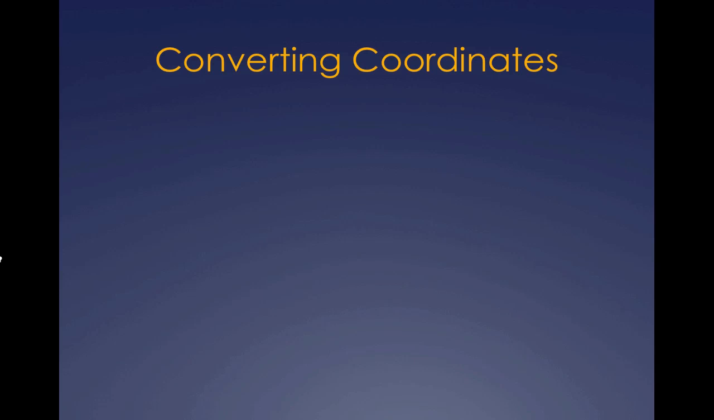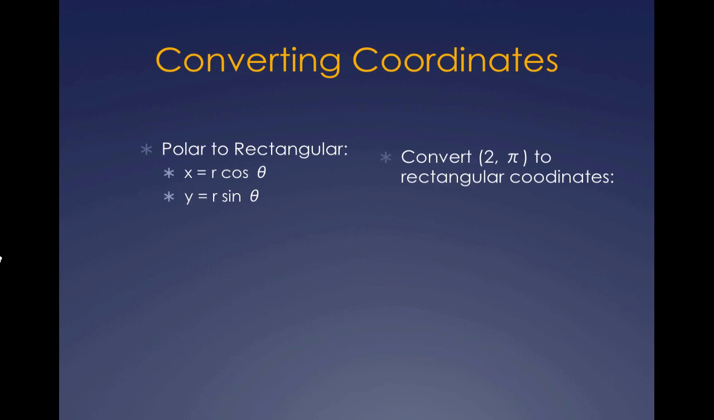So we have formulas for these. First, let's go from polar to rectangular. So here is our formula. Our x-coordinate of our rectangular system is going to equal r, which is your directed distance, times cosine of theta. Your y-coordinate is going to be r times sine of theta. All right, so let's convert the polar point 2 comma pi into rectangular coordinates.